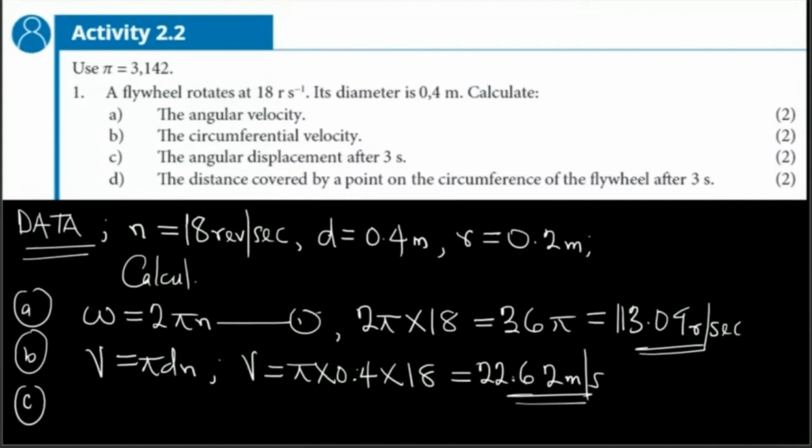The angular displacement there is theta. Remember that the angular velocity is the rate of change of angular displacement. So your angular displacement is equal to your angular velocity multiplied by time. The angular velocity is the one we calculated in A, which is 113.09, multiplied by the time given to us, which is 3. So you multiply that by 3.